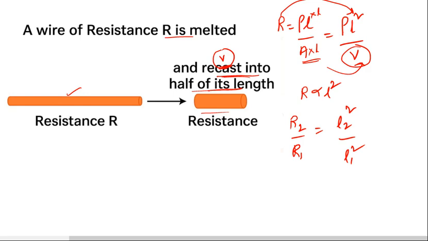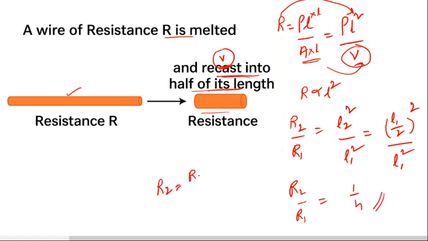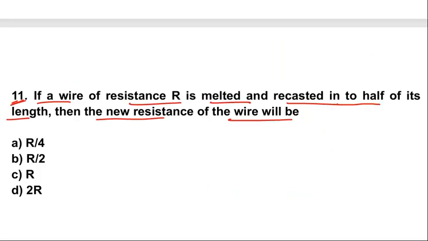Here the length of the conductor becomes half. Initially the length is L1, it becomes L1 by 2, so L1 by 2 whole square by L1 square. So R2 by R1 equals 1 by 4, as L1 square gets cancelled. So R2 equals R1 by 4. The resistance becomes one fourth, so the correct answer will be R by 4.